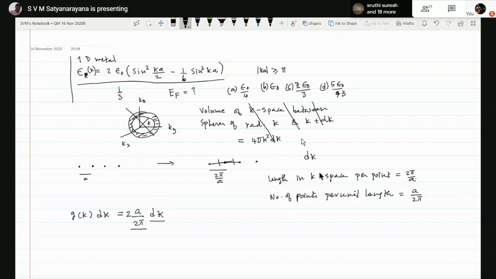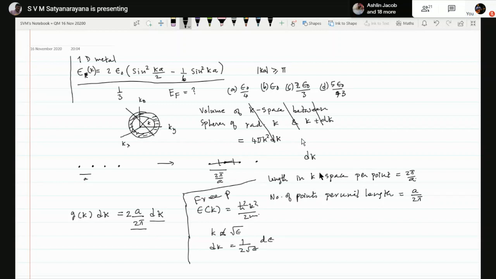Okay, you might remember that if you have a free particle, then epsilon of k is simply h-bar square k square by 2m. That will give you that k is proportional to root epsilon, so dk will be equal to 1 by 2 root epsilon d epsilon, apart from factors. You substitute that. Sir, that is for a free particle; here the dispersion relation is given, and it is not linear. I'm just trying to recall. Okay, sir, for a free particle, the density of states is known to us.